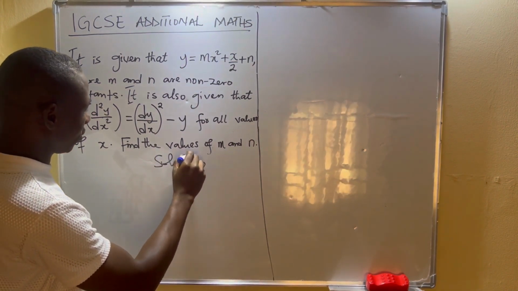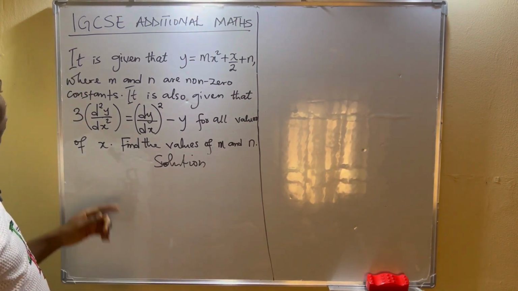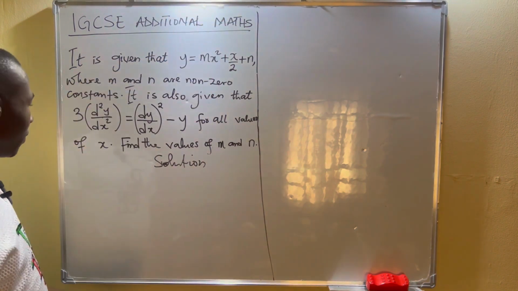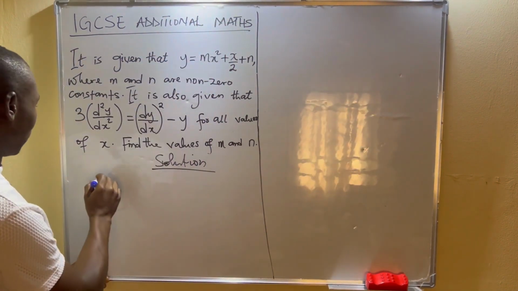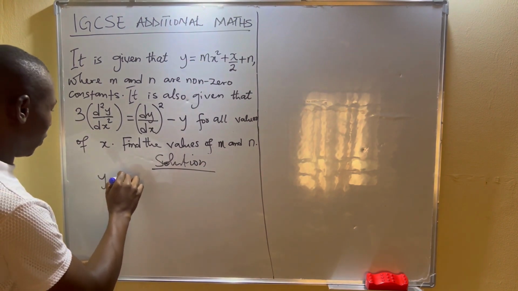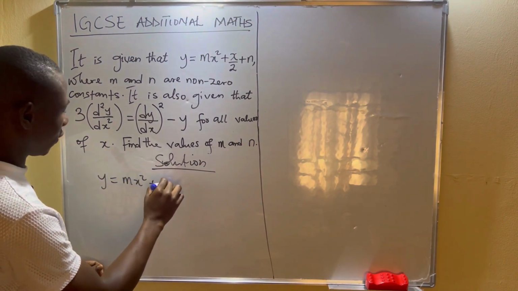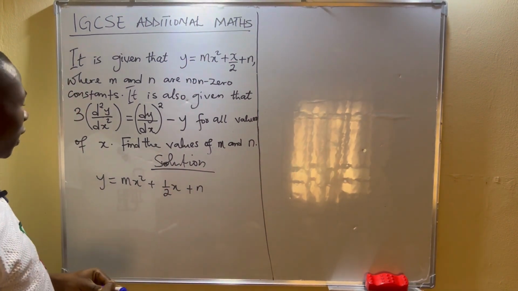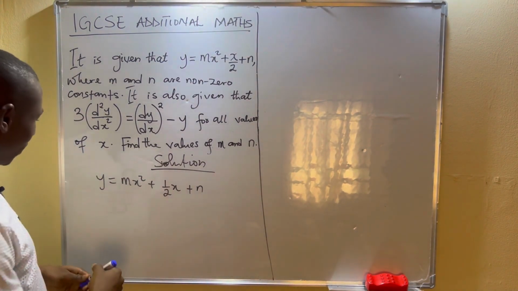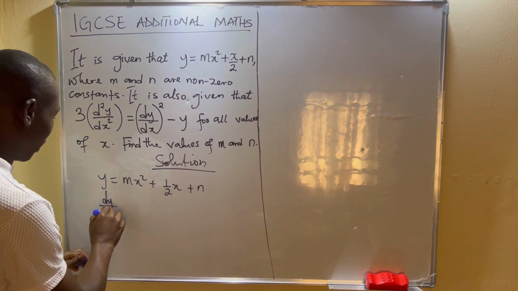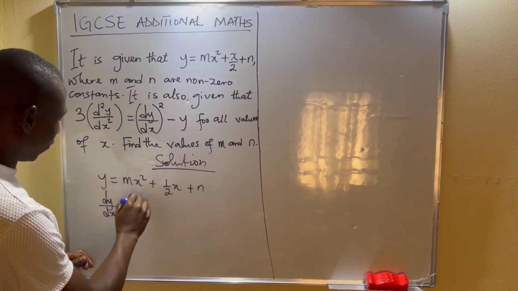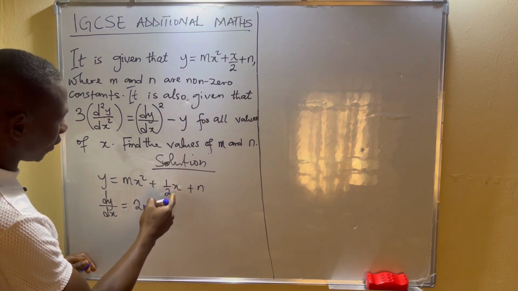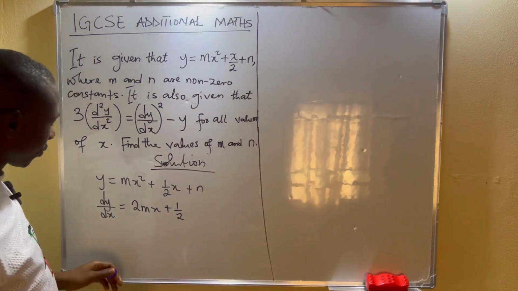Solution. First of all, we will need to find the first and second derivative of this function. So we have that y is equal to mx squared plus 1 over 2x plus n. Then let's find our first and second derivative. dy/dx is equal to 2mx plus, if we differentiate this, we have 1 over 2.